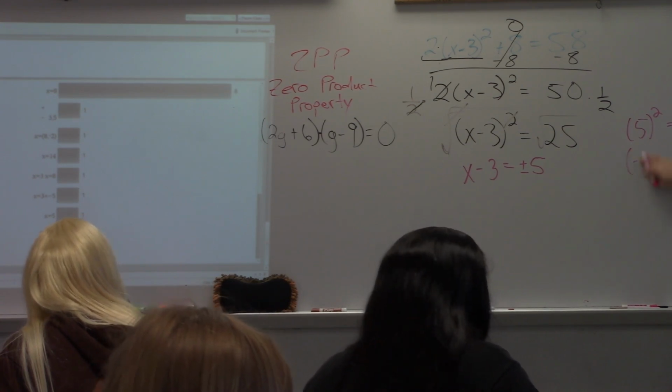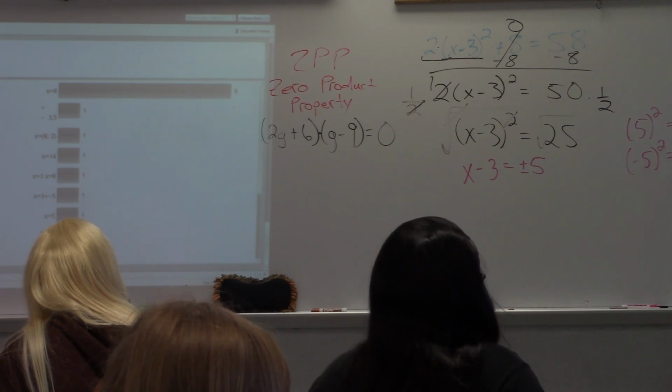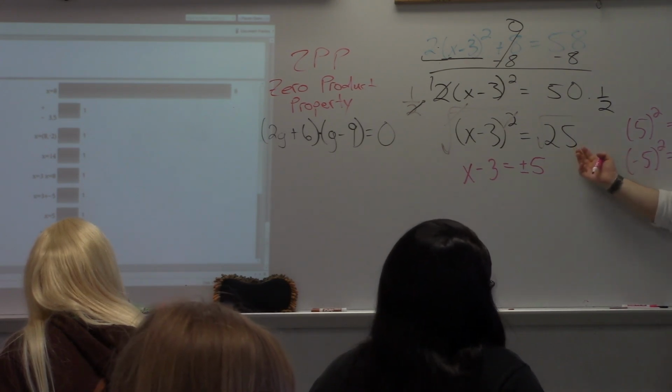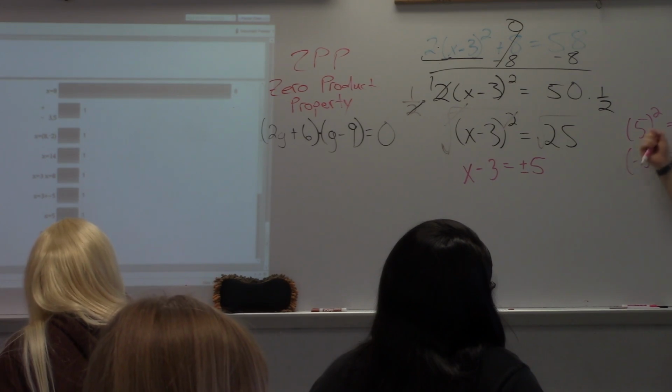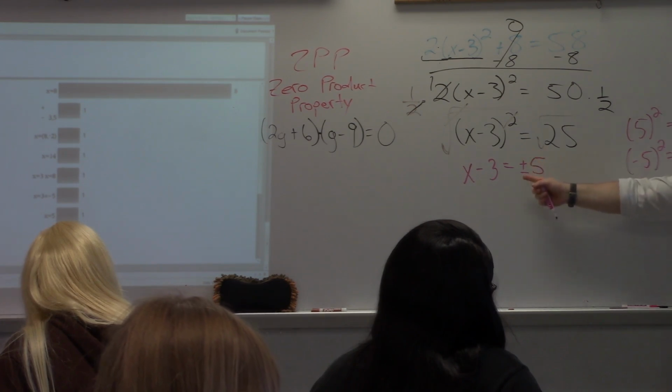Look, guys, remember, with solving this equation, when I take a square root, what I'm asking is, what was squared to get 25? Well, 5 squared is 25, right? Is there anything else squared that gives me 25? Negative 5. So I need both a positive and a negative.